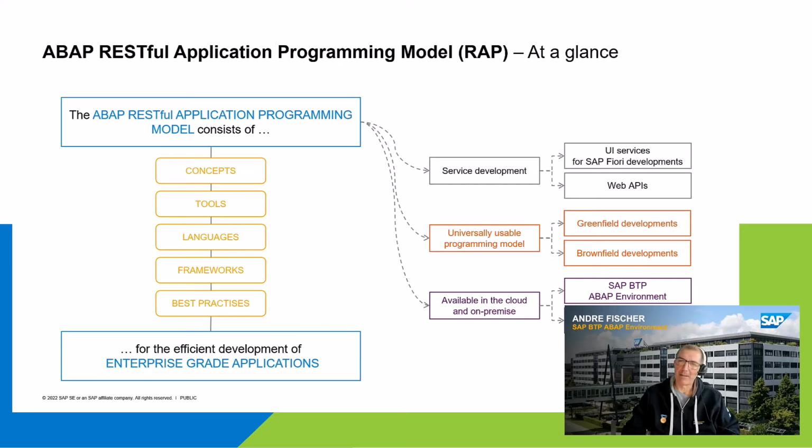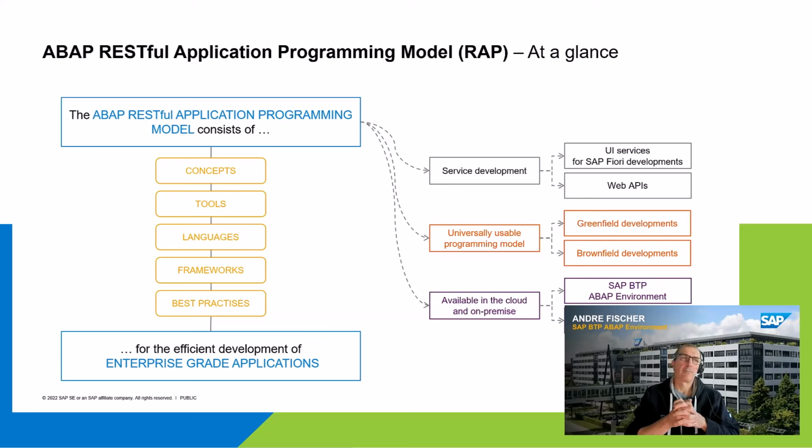And based on these services, we can achieve two things. We can either build services for UI-based service development. This is what I just showed. But it's also possible to build web APIs. So even maybe the same business objects that we are going to build can be used for both. And the cool thing is the implementation is the same. So the implementation is agnostic to the specific protocol being used. And we have a programming model, that's the second point, which can be used universally.